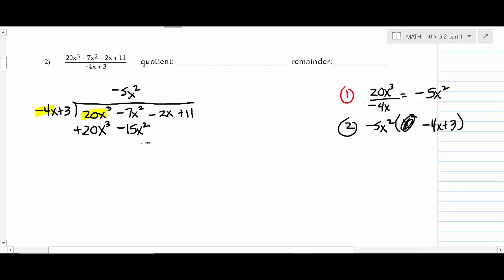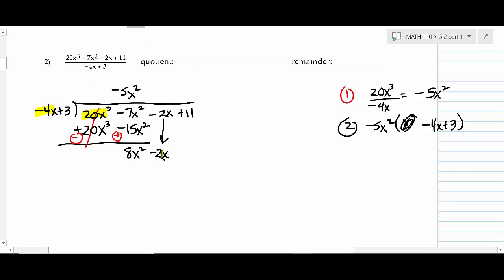Okay, what's the third step? Subtract. That's where students mess up more than anything else. I like to just teach students, change the sign and add, because that's what subtraction is. So that's going to cancel out. Negative 7 plus 15 is 8x to the second. Then what? Bring down the next number. Then you're ready for the next loop, see? So we're going to keep doing that until we get everything taken care of.